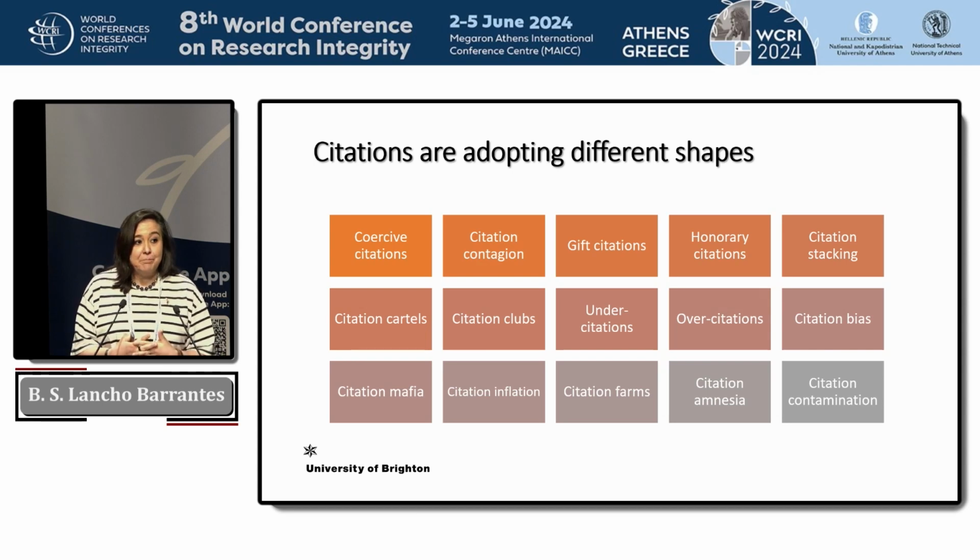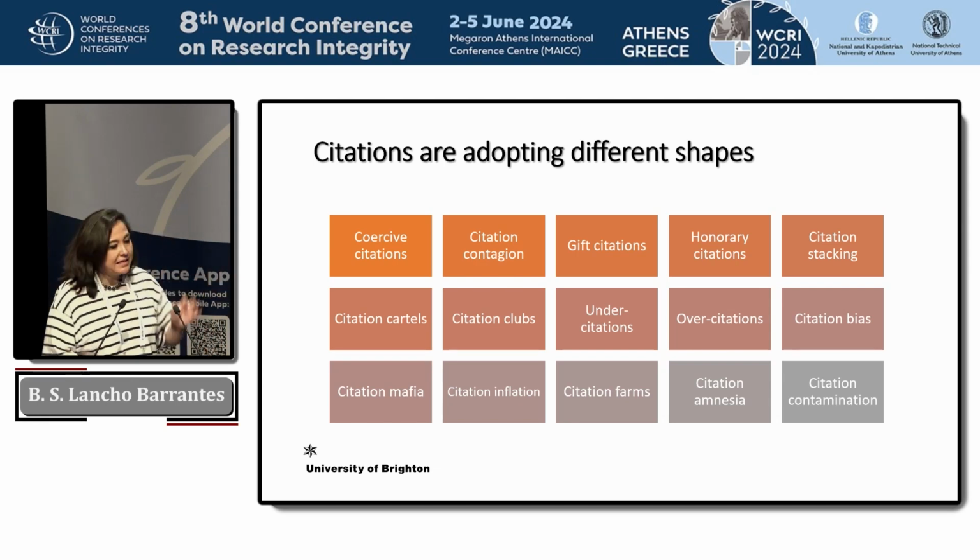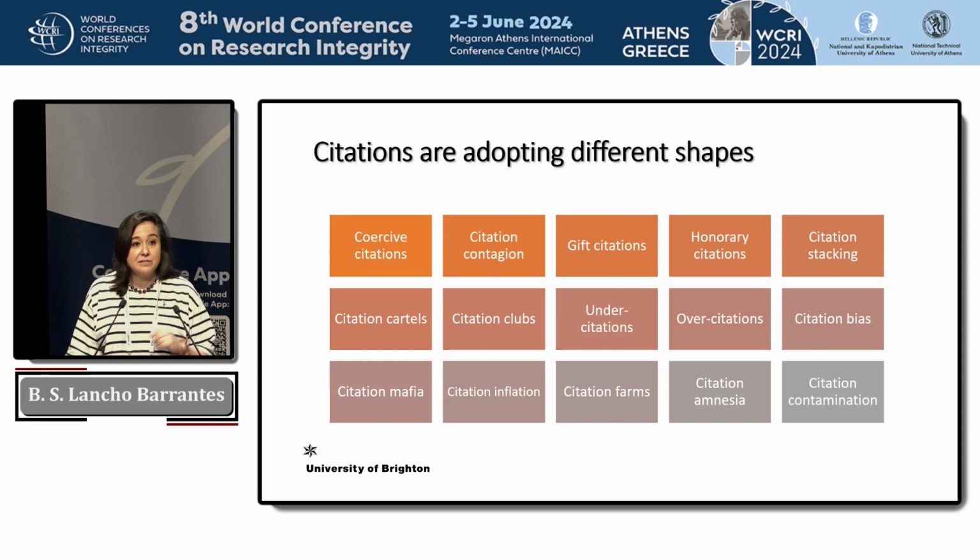For myself, as a bibliometrician or scientometrician, whichever you feel better, citations are citations. But some scholars like to name them. So we can find in the literature different types of citations: coercive citations, citation contagions, gift citations, honorary citations, citation clubs, citation cartels, over citation, citation inflation. And this is only a sample of the different shapes that citation can have at the moment. So my work is under citation contamination, but as I said, there are other types of citation currently happening.